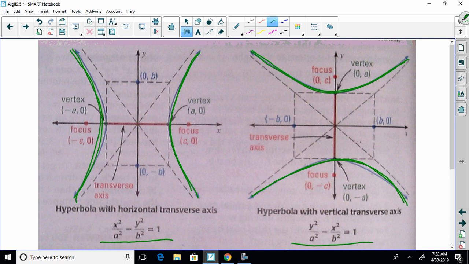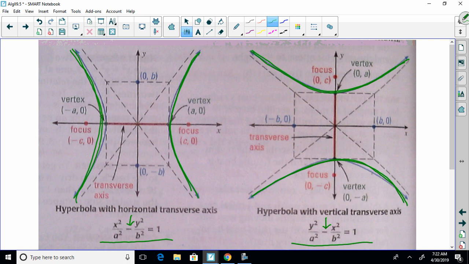Notice the equations look very similar to the ellipse equations, but they aren't quite. A hyperbola equation subtracts the squared terms. And you might recall that with ellipses, we're adding the squared terms.